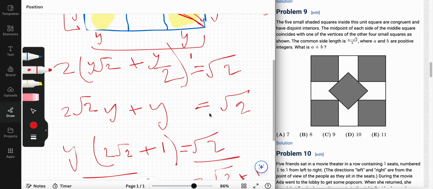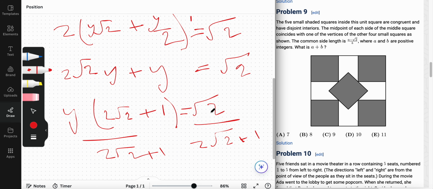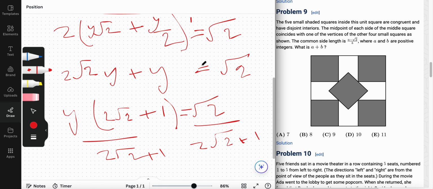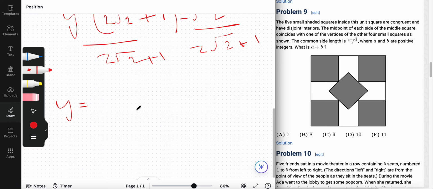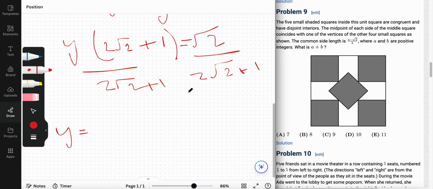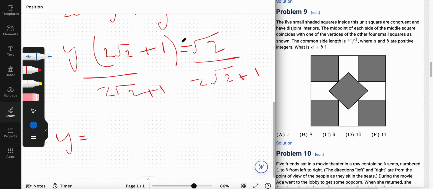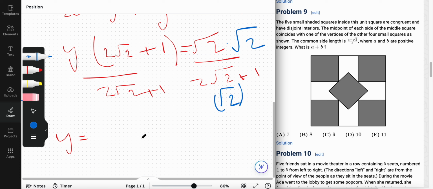Wait, did I do something wrong over here? Root 2. Okay, I think it's right. So what I'm trying to do here is multiply both sides by root 2. That does not look like a square root sign. There should be a root 2, and this is multiplying by root 2. Okay, root 2 times root 2 is just 2.